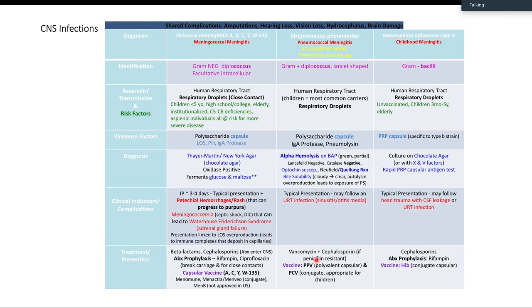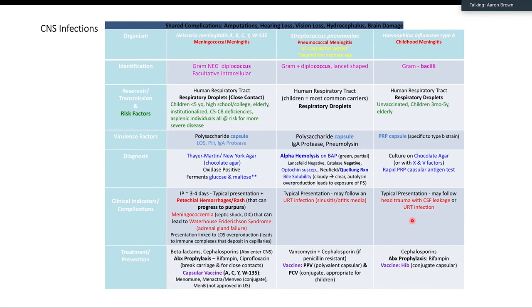Last, our Haemophilus type B. So we're looking for that PRP capsule again, chocolate agar, same thing as before. Typical presentation. However, if you have any patient who is, say, in a car accident or for some reason has a fracture to their maxilla or anything that can cause CSF leakage, this is one of the bacteria that tends to cause meningitis secondary to that. So secondary head trauma with CSF leakage tends to lead to meningitis from Haemophilus type B. That's your most likely suspect.